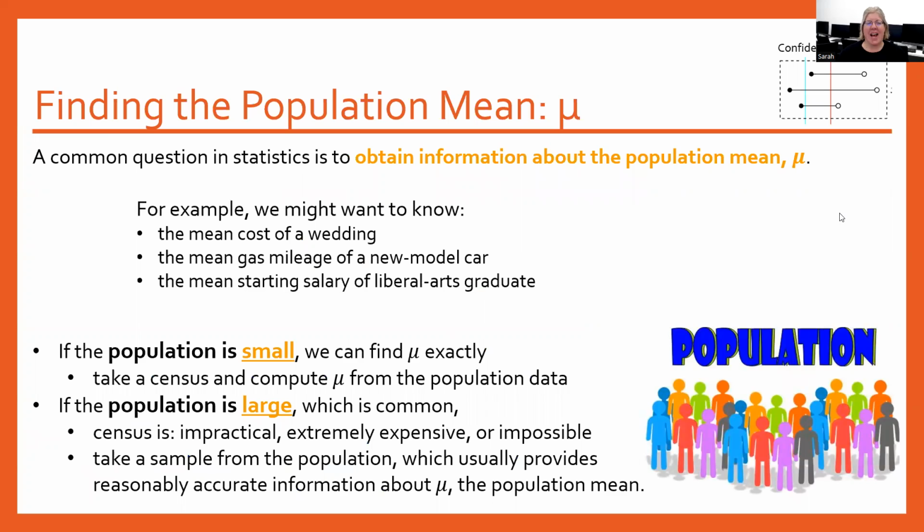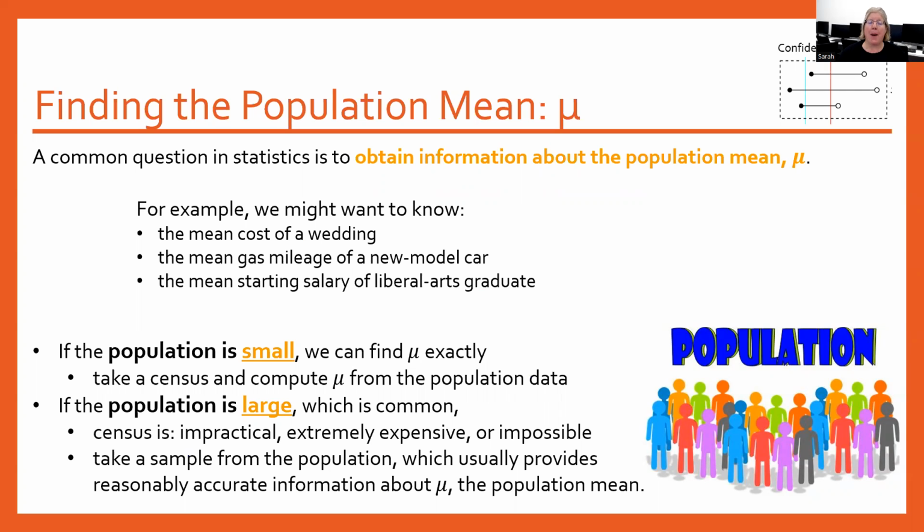So a common question asked in statistics is to obtain information about the population mean mu. For example, we might want to know the mean or average cost of a wedding, the mean gas mileage of a new model car, or the average starting salary of a liberal arts graduate. If our population is small, maybe we're interested in the average age of students in the orchestra at Western, we can find our population mean exactly.